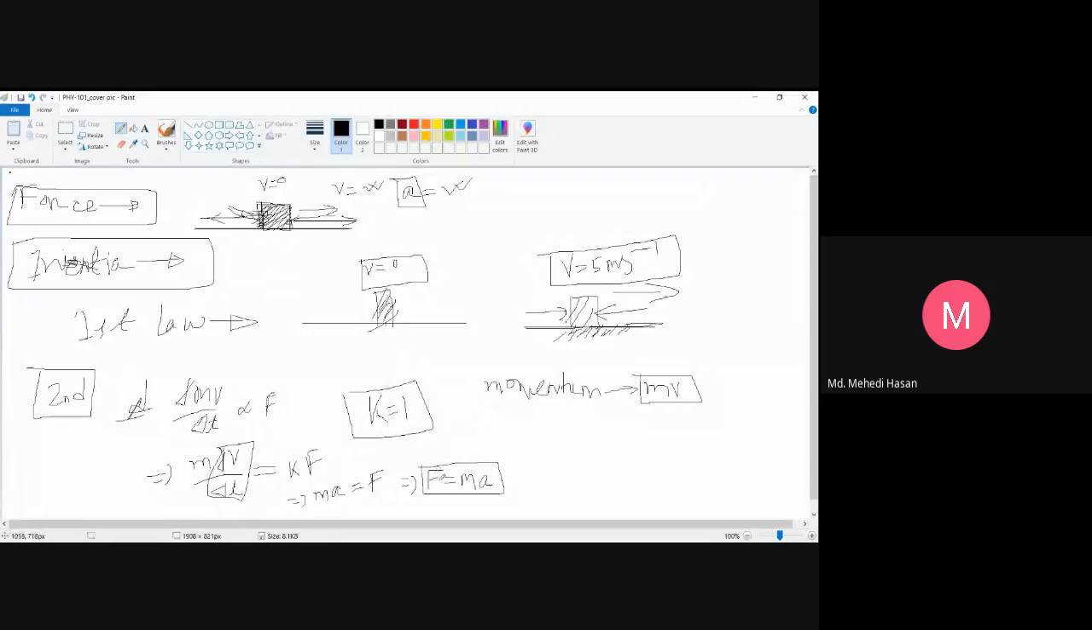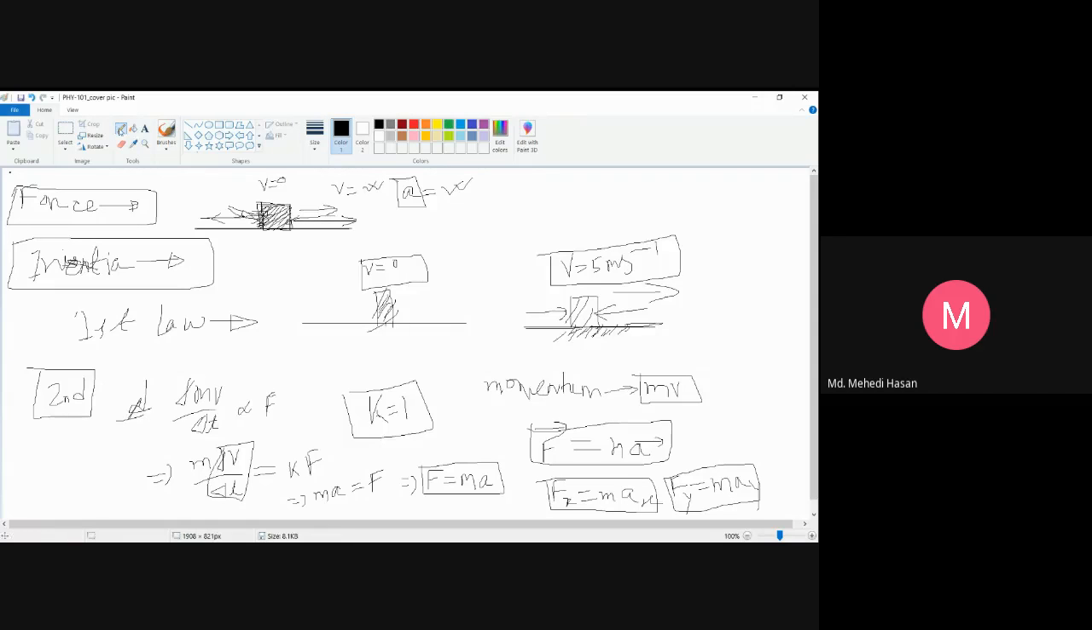Force is a vector quantity and acceleration is also a vector quantity, so you can write the equation as vector F is equal to m times vector a. Now in component form, F x is equal to m a x, and F y is equal to m a y. This is the equation for the x-axis, and this is the equation for the y-axis.